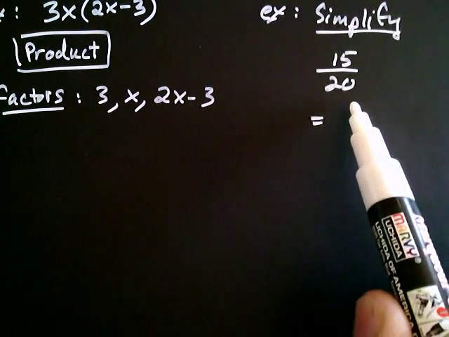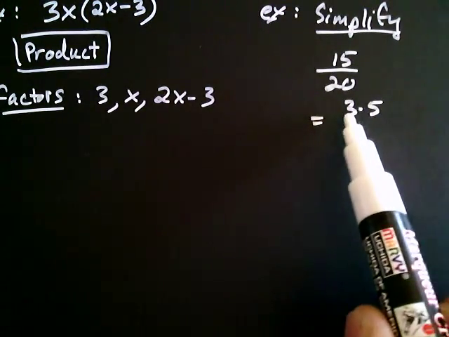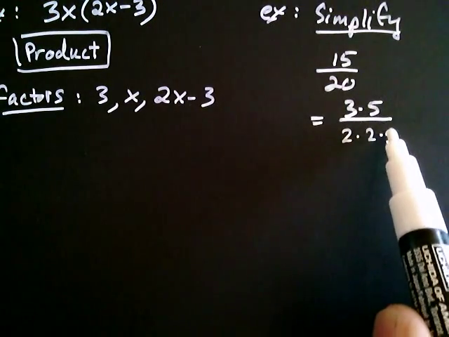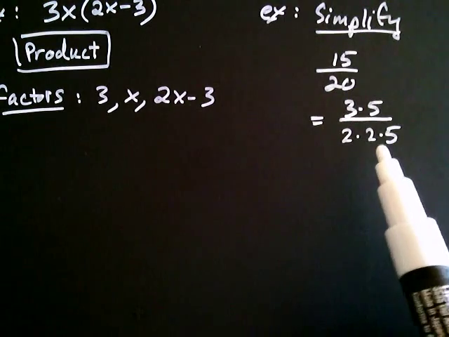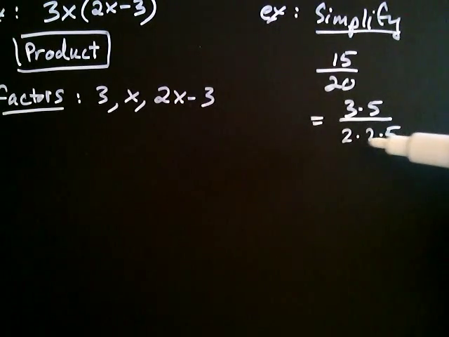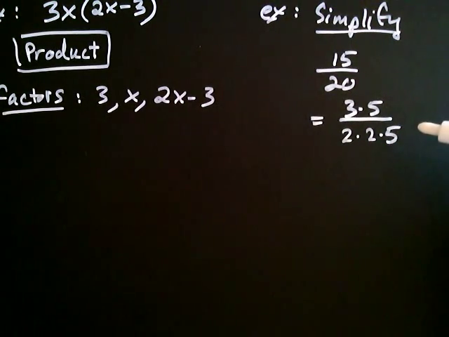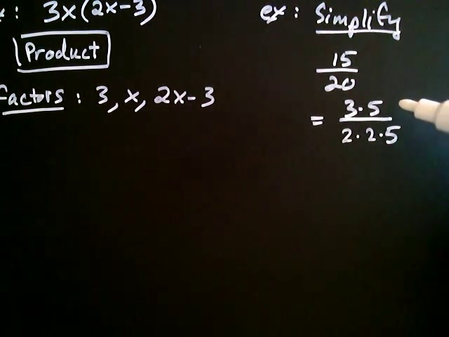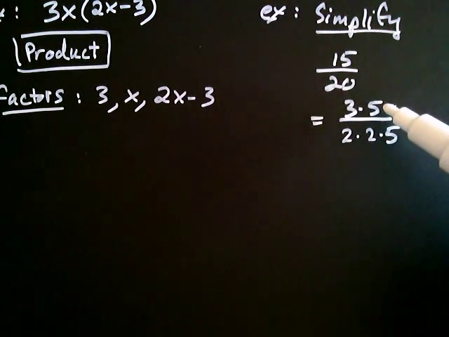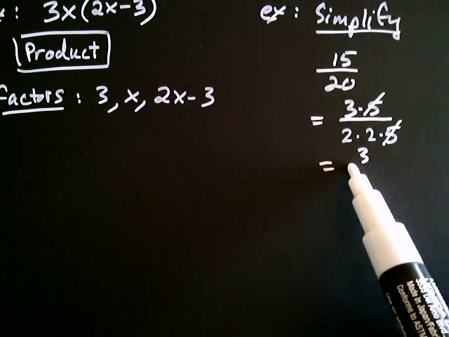So we first wrote this as 3 times 5, and then the denominator 20 is 2 times 2 times 5. That's the prime factored form of 20. Now notice at this stage, when I said the prime factored form, that implied we had multiplication. When you have multiplication, then you can cancel factors. So if you want to cancel, you have to make sure that you have a product. And what you do is you cancel common factors. The common factors here are the 5, so I'm left with 3 over 4.